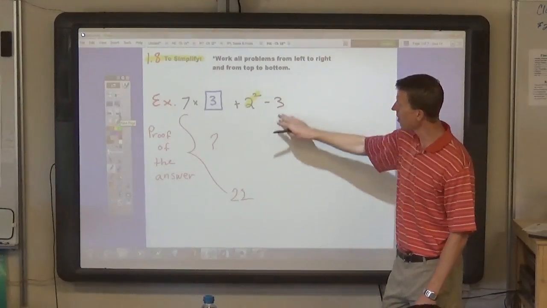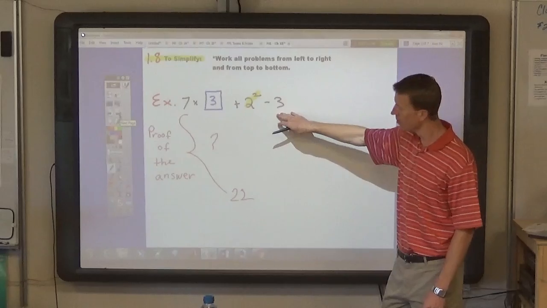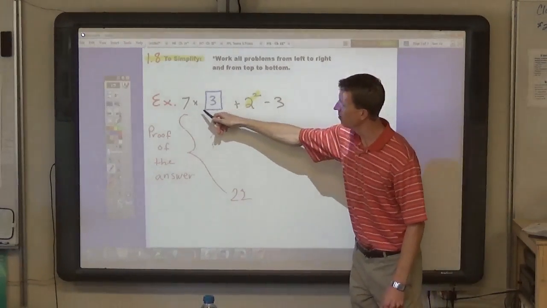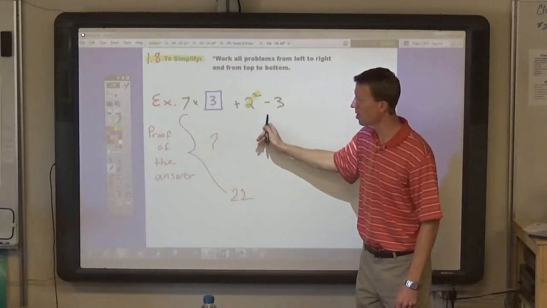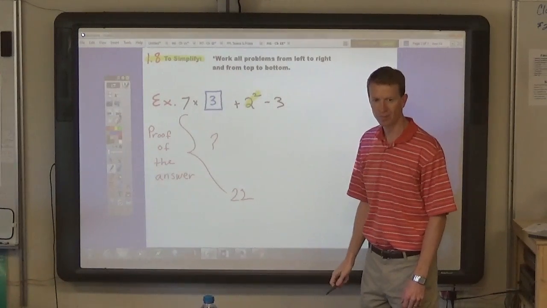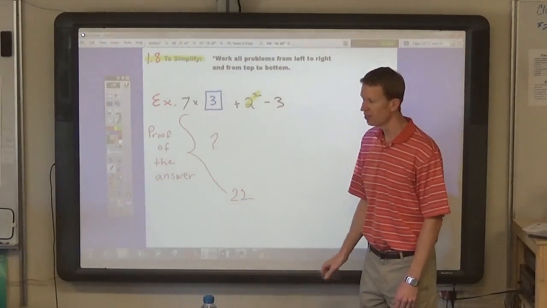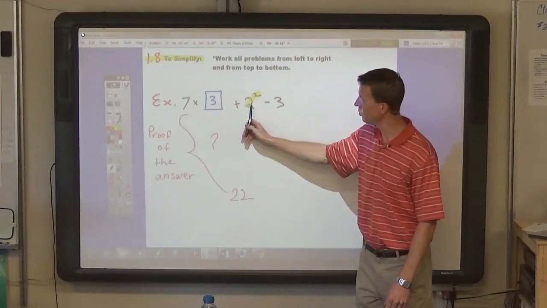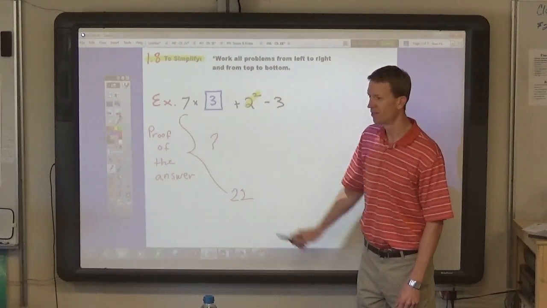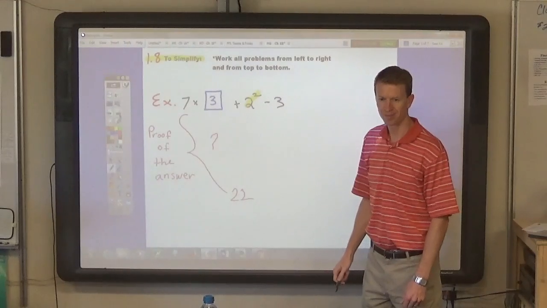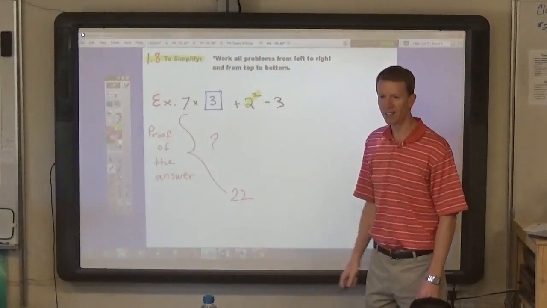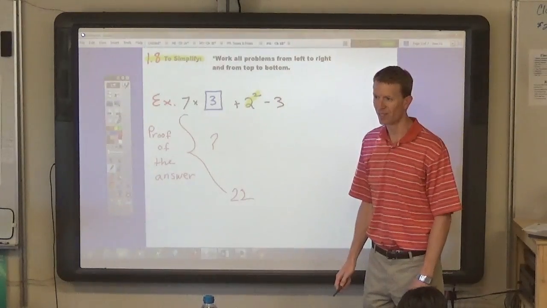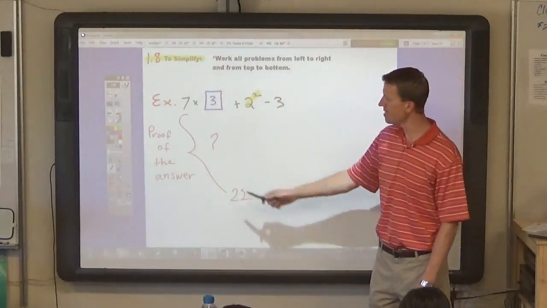Now, when you're working on a problem like this example, this has an exponent in it, it has multiplication, addition, and subtraction. Okay? So, copy down this example. 7 times 3 plus 2 squared minus 3. And the answer is 22, right? Are you sure? What's missing?